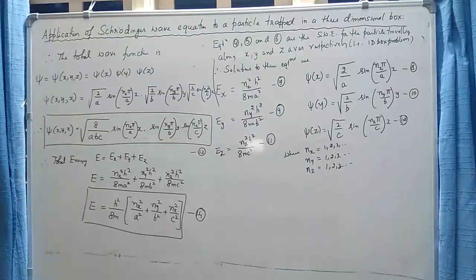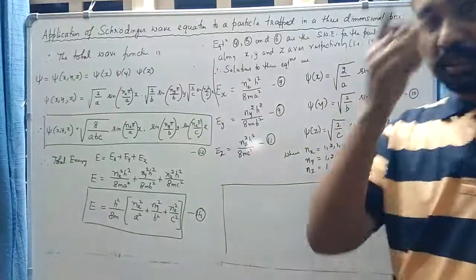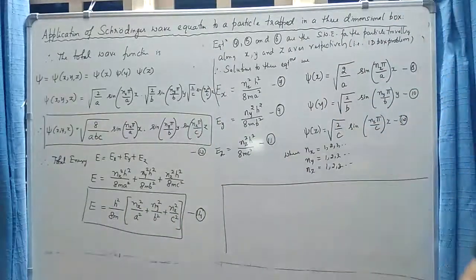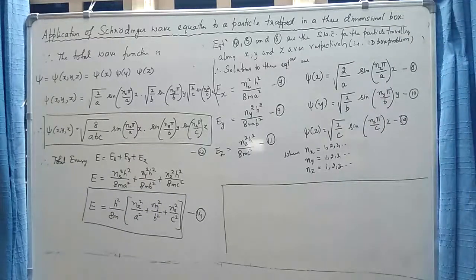To conclude this discussion, let us calculate the zero-point energy of the particle trapped in a three-dimensional box. What do you mean by zero-point energy? It is the lowest energy the particle can have, and we can guess that the lowest energy in this case is not equal to 0, right? Because already in the one-dimensional box problem we have proved that the lowest energy is not equal to 0. So there indeed exists a minimum non-zero energy called the zero-point energy.